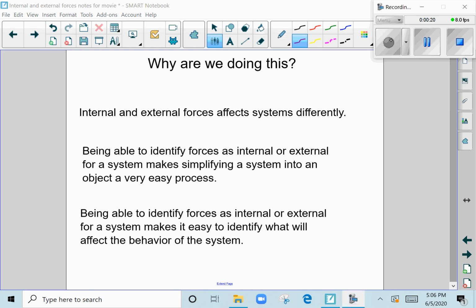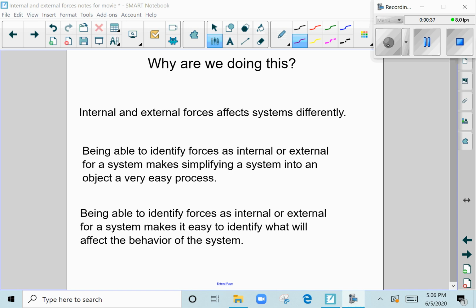And when we have to compact the system into a simple object, if we can identify which forces are internal or external, it will make that process much easier because, again, they have different properties that we can use and exploit to make our lives a lot easier.